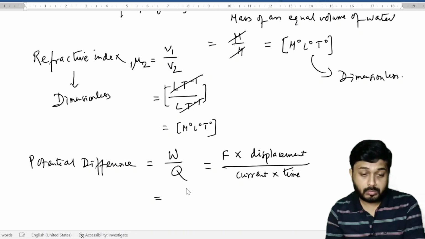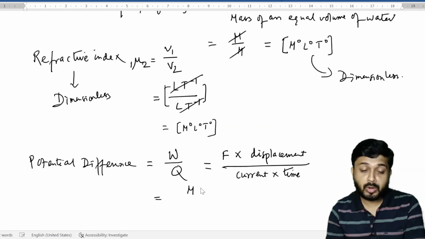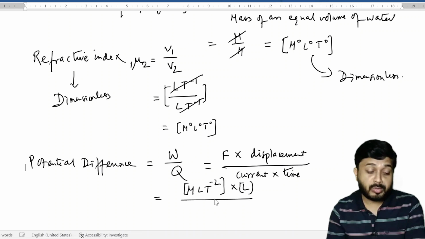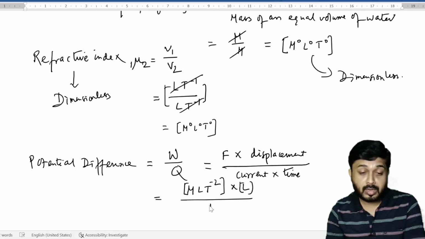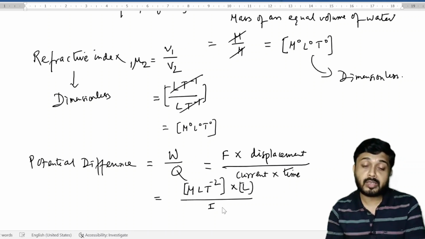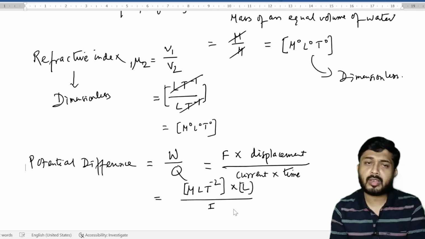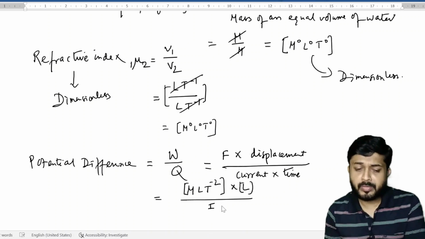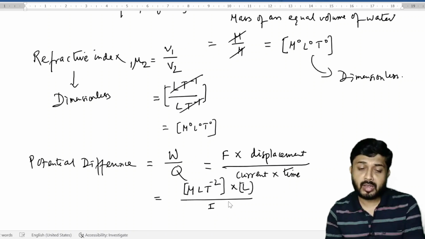Then in place of force, we may write the dimensional formula for force, MLT to the power minus 2. See how important the dimensions for force is. Multiplied by displacement L, and in the denominator comes current, that is I. I showed you the symbol for current I, and here we are taking it as I. In some other books it's taken as capital A, which is actually the unit of current, ampere. Here we are taking it as capital I into time. Time is capital T, right?